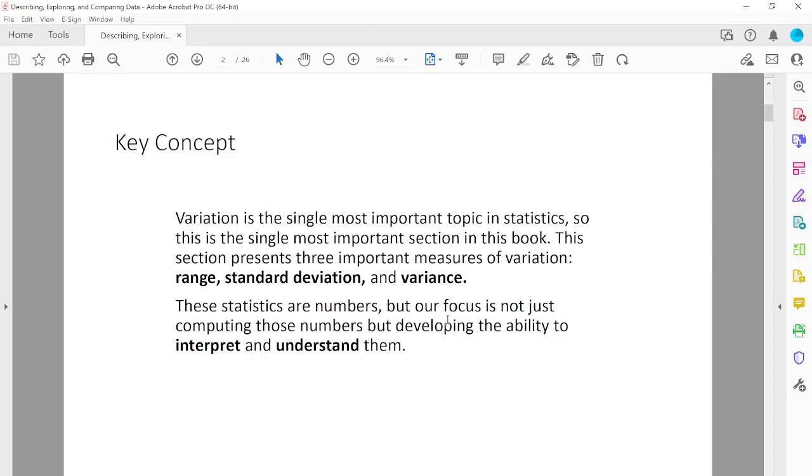We would like to measure that variation, and we can do that by finding three different things: range, standard deviation, and variance. Our goal is not only to compute these measures of center and discuss the variation, but also to understand what that data represents. Our focus is, instead of just computing the numbers, to develop the ability to interpret the data and understand them.